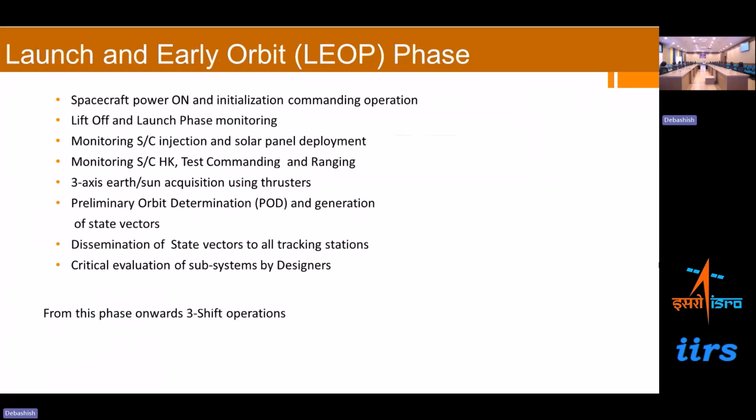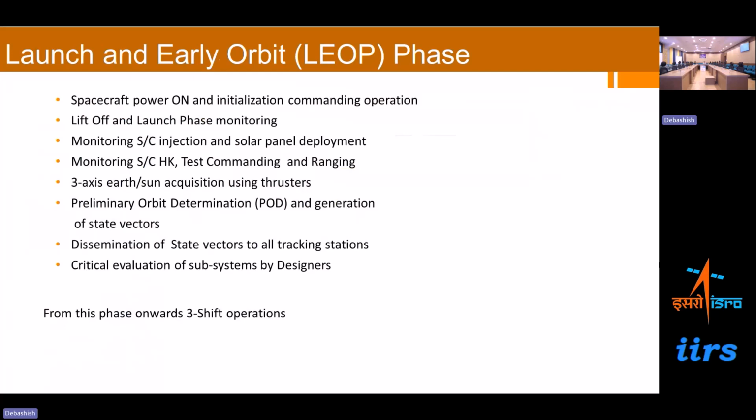Here, typically the spacecraft will be powered on at T0 minus 6 hours. In general there may be slight variation, but generally at T0 minus 6 hours the spacecraft will be powered on, and T0 is the launch time. From there, the spacecraft will be powered on and we'll be doing the initialization commanding. Then followed by that, the liftoff will happen. The pre-launch phase, the liftoff and the launch phase will be monitored.